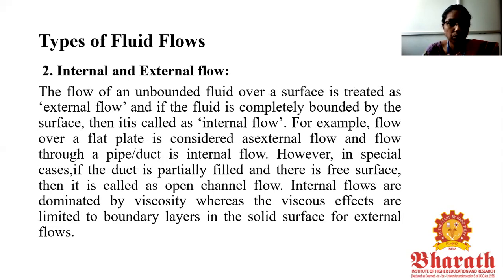Then the next type of fluid flow is internal flow and external flow. The flow of an unbounded fluid over a surface is treated as external flow. And if the fluid is completely bounded by the surface, then it is called internal flow. For example, flow over a flat plate is considered external flow, and flow through a pipe or duct is internal flow.